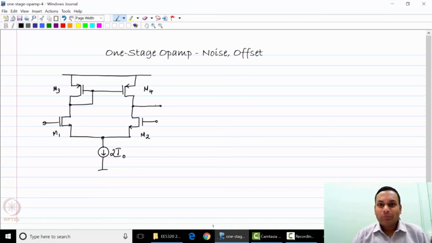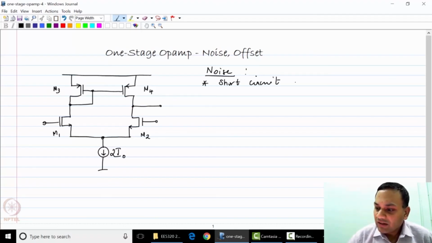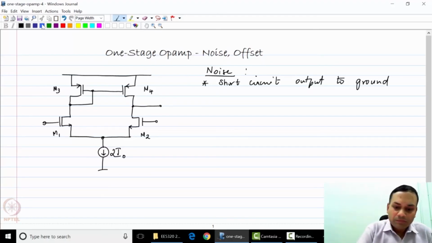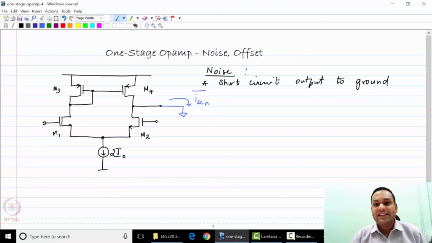Now the way I'm going to approach this is I'm going to calculate the noise. I'm going to short circuit the output to ground, and I'm going to calculate the short circuit noise current. I'm going to call that ISCN squared.